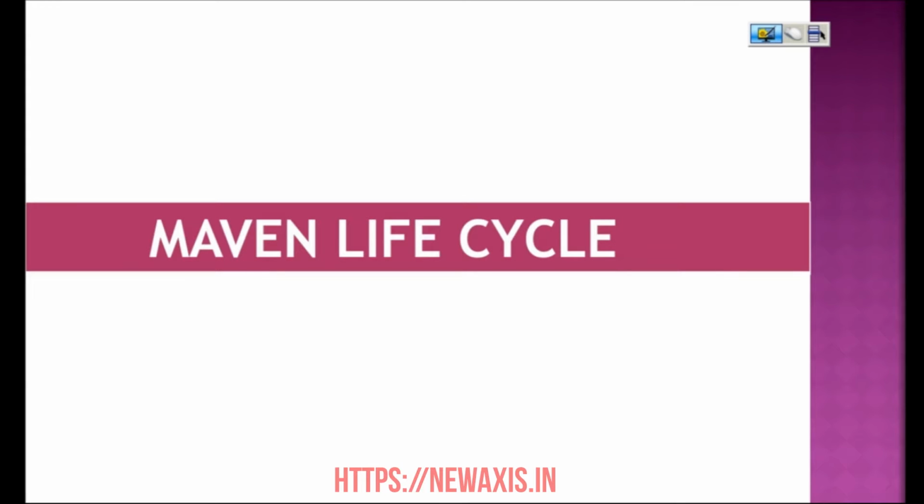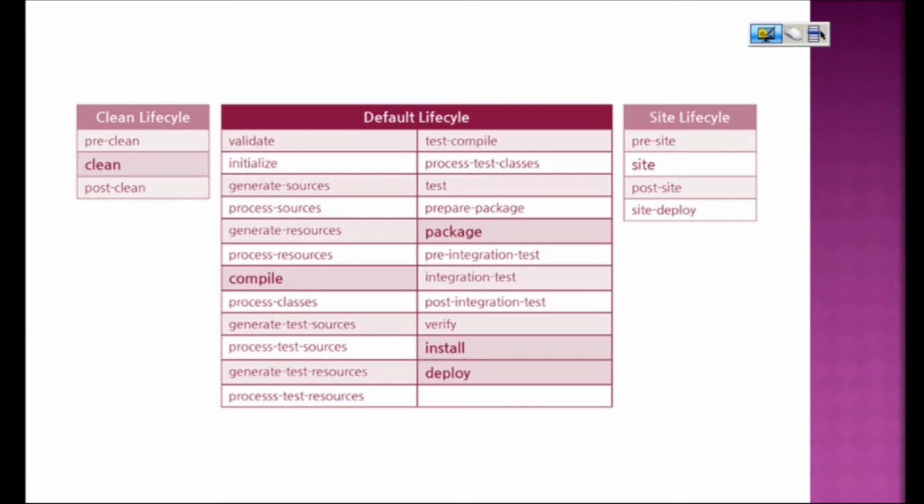Maven Lifecycle is a sequence of steps which are defined in a particular order to execute the task. Maven has three inbuilt life cycles: clean life cycle, default or build life cycle, and the third one is site life cycle. So these are all built-in life cycles of Maven. And if you look into each life cycle, it is nothing but a sequence of phases.